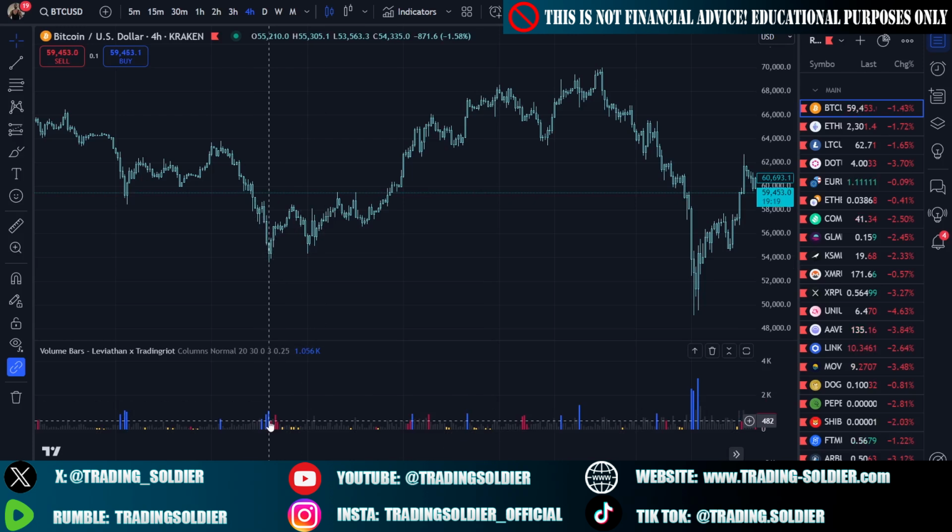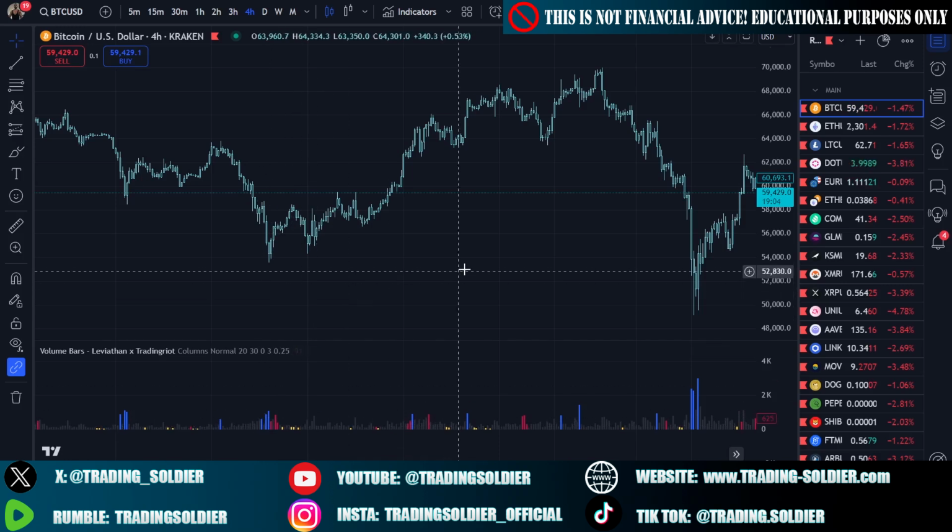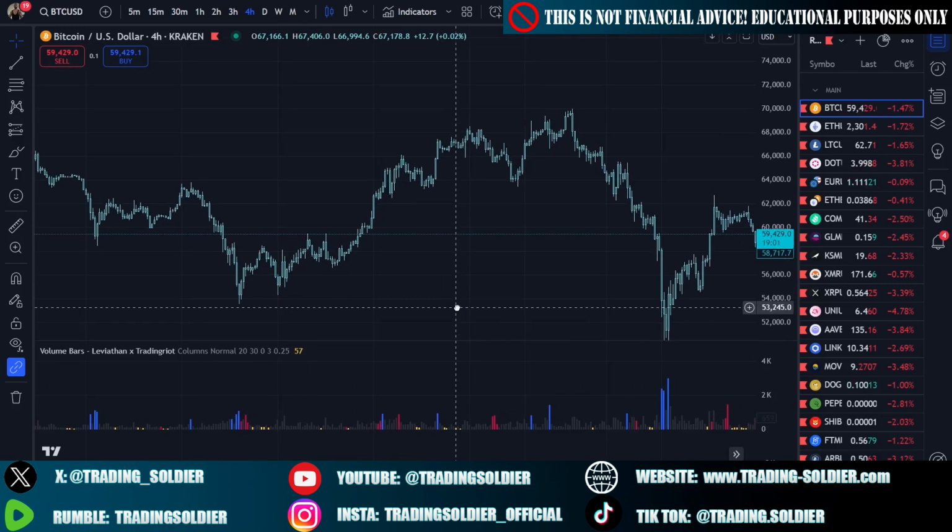So if we just need to focus on the high volume areas or the high volume signals, why look at the low volume, the yellow ones, and the churn bars, the red ones? This is just adding complexity, from my point of view, to your trading system.